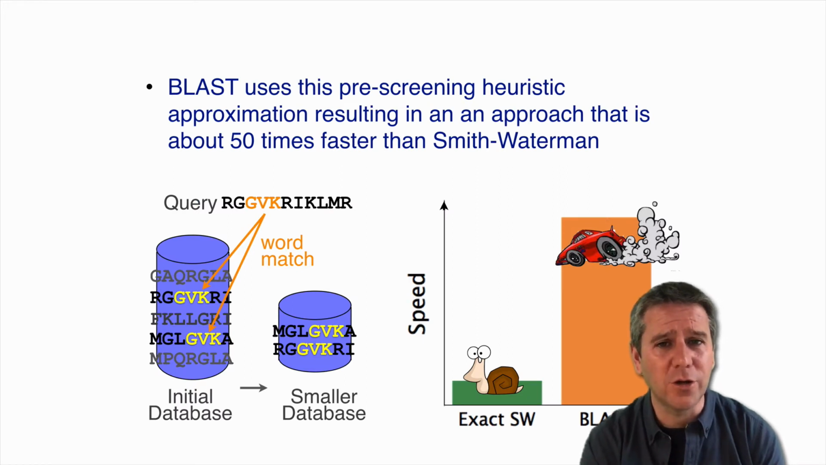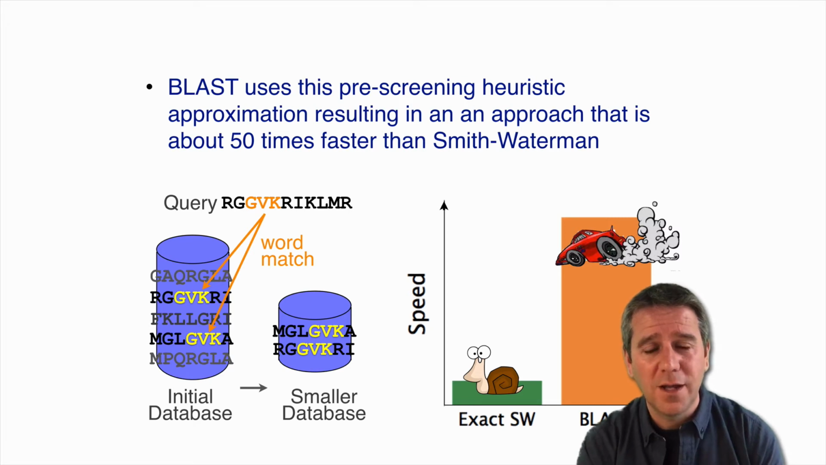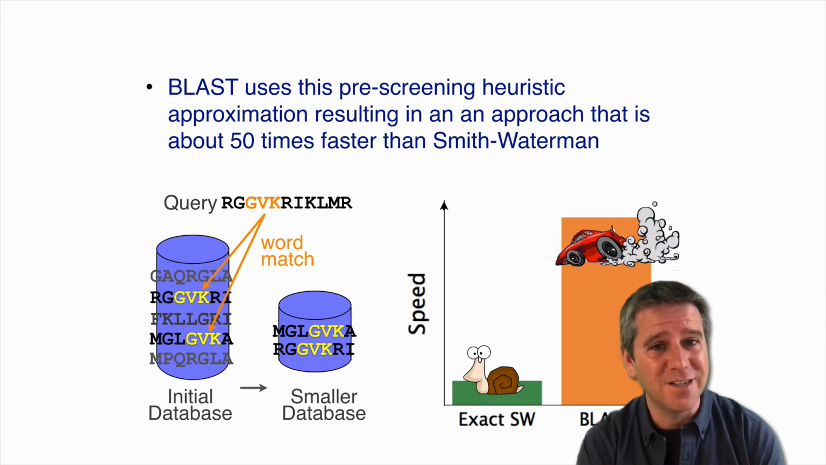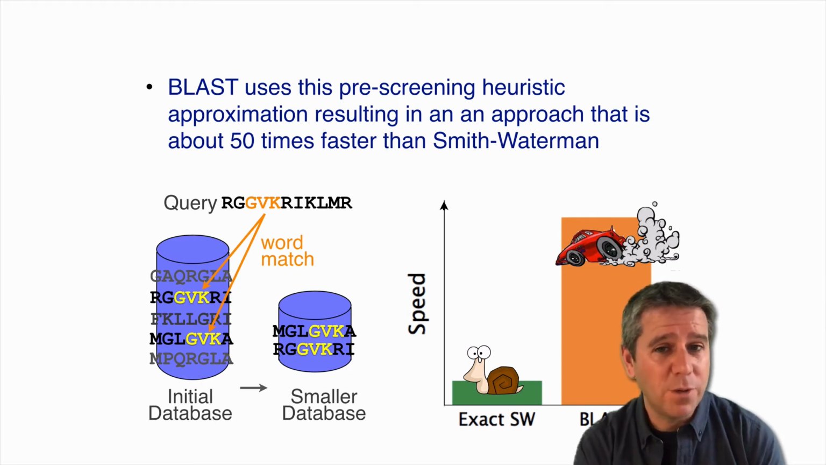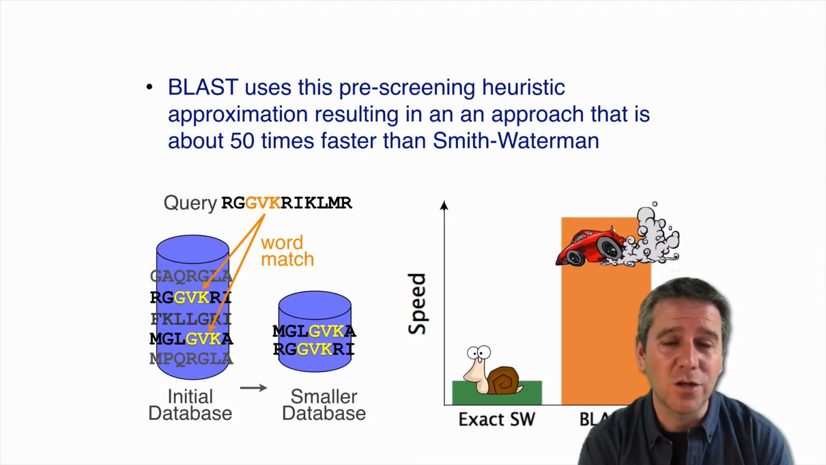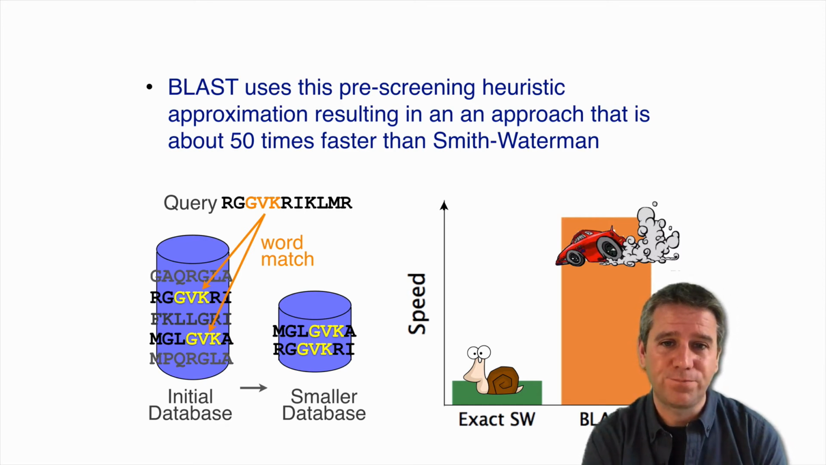So in practical terms, this pre-screening is looking for these initial word matches, which computers are very quick at. Computers have been matching text and exact words for a long time, and they don't require any of this kind of dynamic programming approach to do it. Practically, this results in around a 50 times speed up for most typical databases that we have around today. So 50 times faster than doing conventional Smith-Waterman, for example.